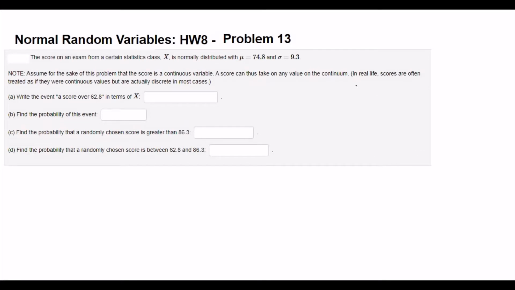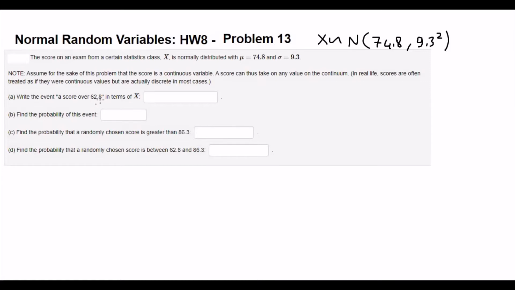Problem number 13. The score on an exam from a certain statistics class X is normally distributed with mu 74.8 and sigma 9.3. We have a normal distribution with parameters 74.8, 9.3 squared. And it is assumed to be a continuous variable.